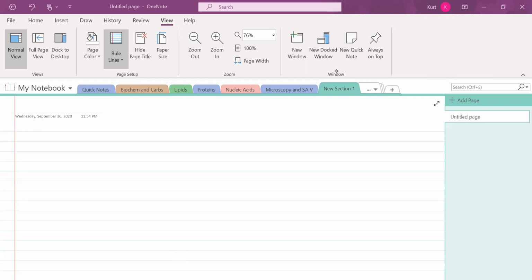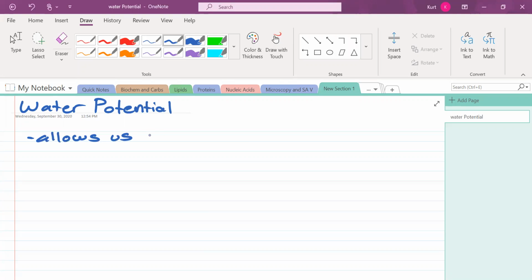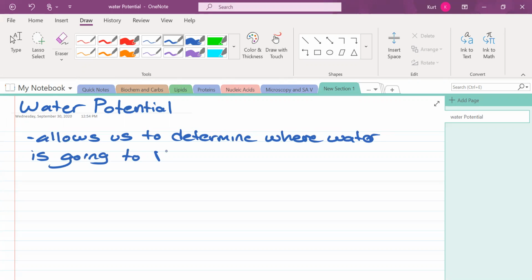We're going to do water potential today. And water potential is all about being able to determine which way water is going to flow. It allows us to determine where water is going to flow.